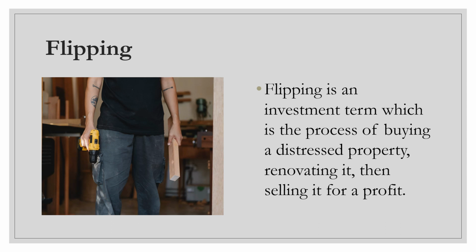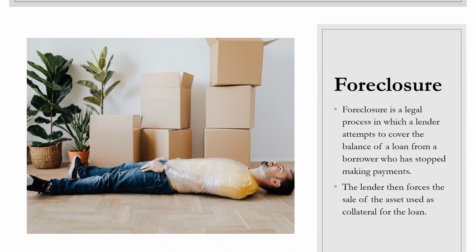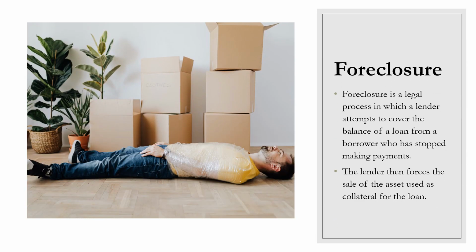Now we're going to talk about flipping. House flipping is an investment term which is the process of buying a distressed property, renovating it, then selling it for a profit. Next up is the foreclosure. Foreclosure is a legal process in which a lender attempts to cover the balance of a loan from a borrower who has stopped making payments. The lender then forces the sale of the asset used as collateral for that loan.